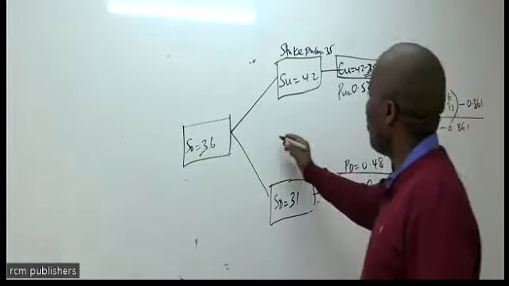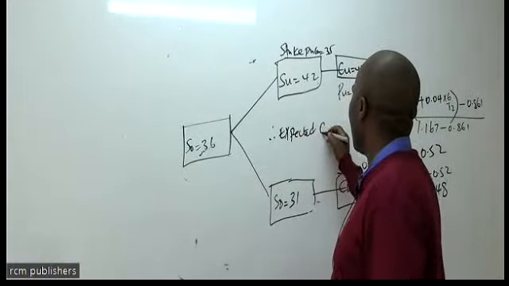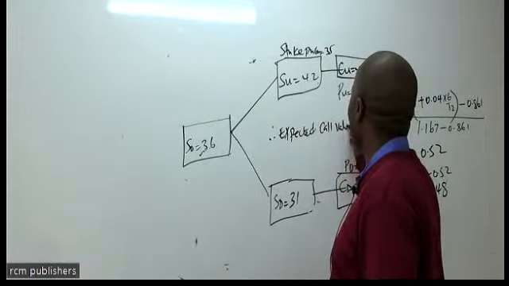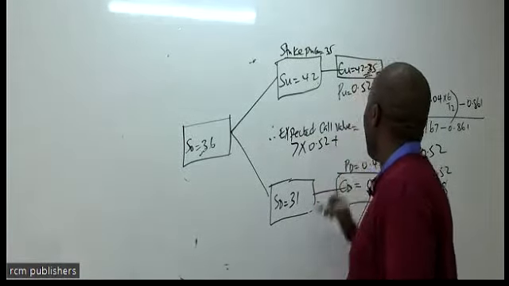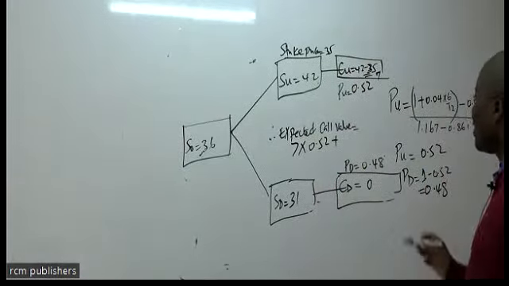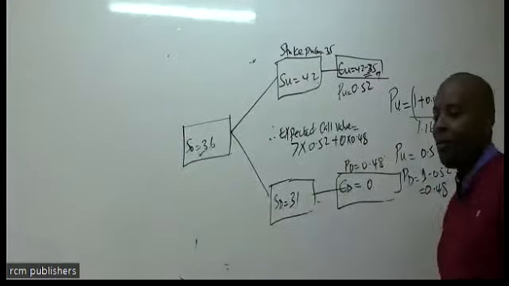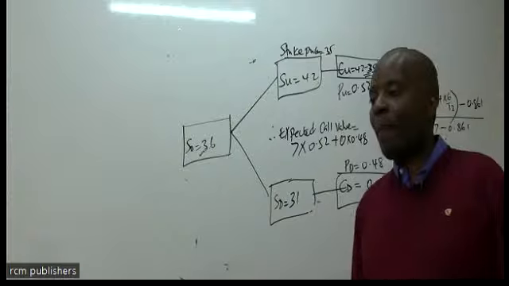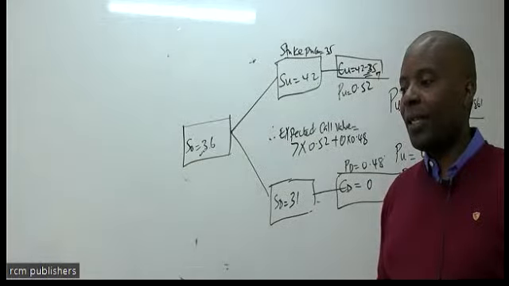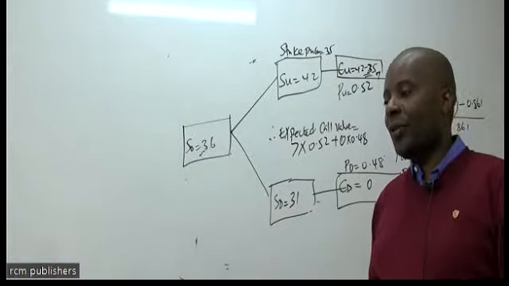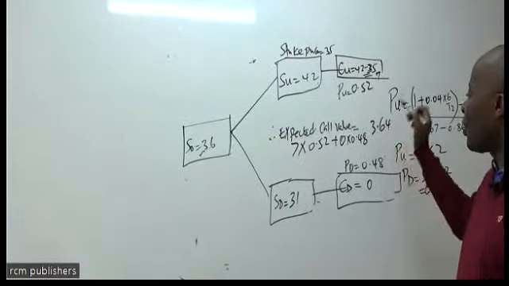So then we have here 0.52 as the probability upward, and the probability downward is 0.48. Therefore, the expected call value will be 7 times 0.52 plus 0 times 0.48, which will end up giving me what figure? 3.64. So this one is 3.64.